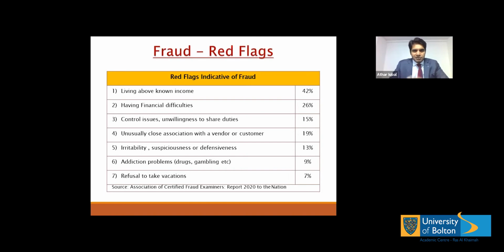Of course, there is also a close association with vendors and customers. If you have a close association, it's suspicious in 19% of cases, and a defensive attitude accounts for 13%. Addiction, if you have any addiction, gambling or drugs, of course, 9% of people are more inclined to commit fraud as well.